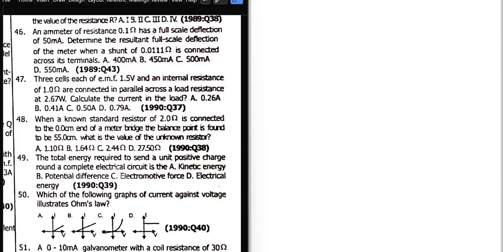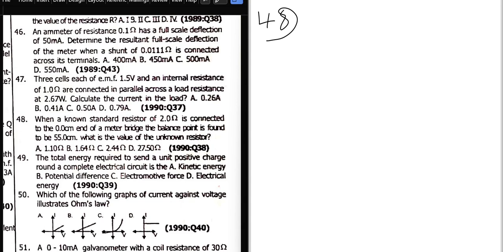Let's go to 48. 48 says when a known standard resistor of 2 ohms is connected to 0.0 cm end of a meter bridge, the balance point is found to be 55 cm. What is the value of the unknown resistor? So there's a known standard resistor and there's an unknown resistor. What we're looking for is the unknown resistor. So let the unknown resistor be X.